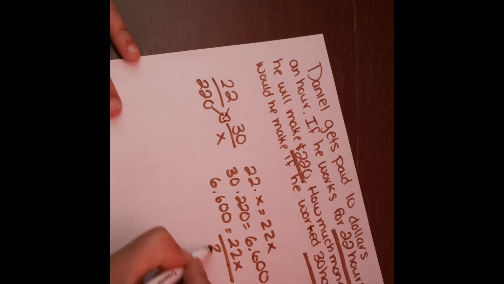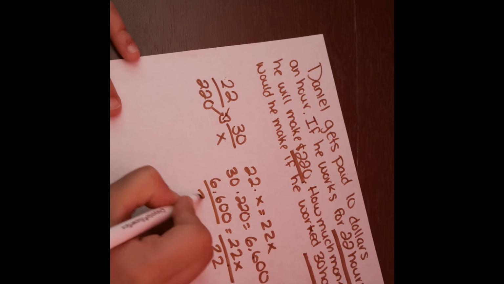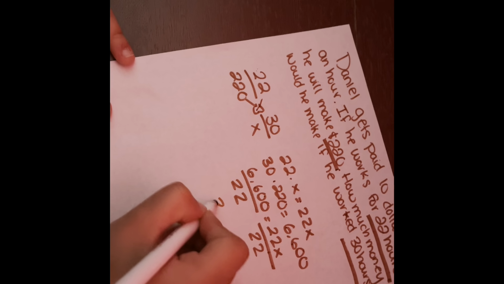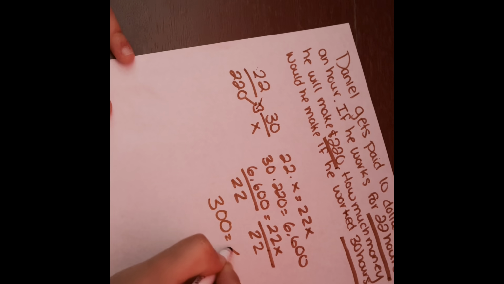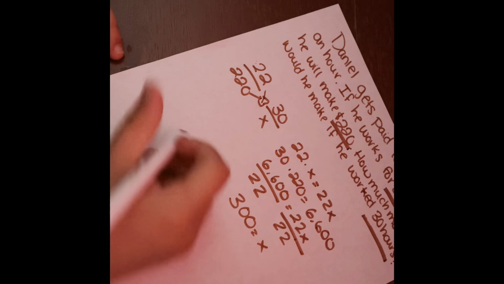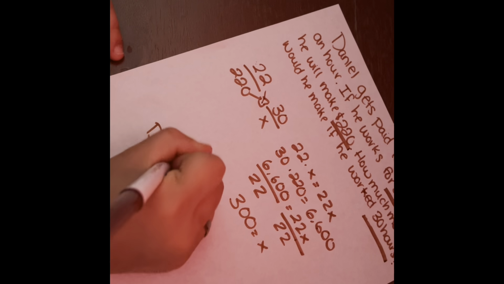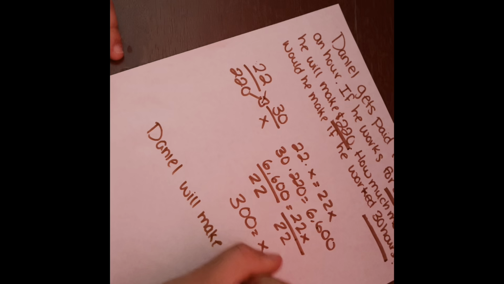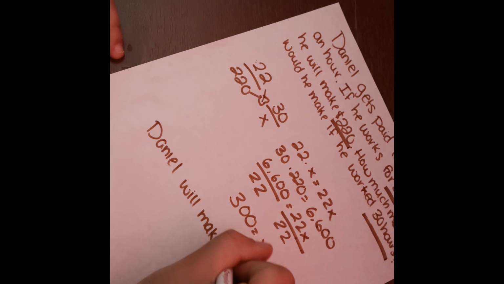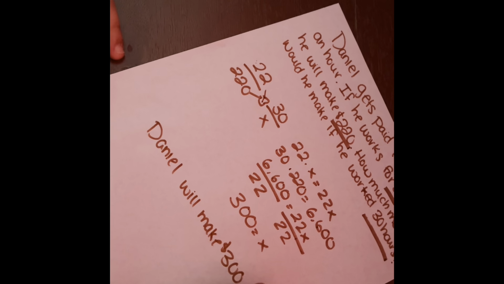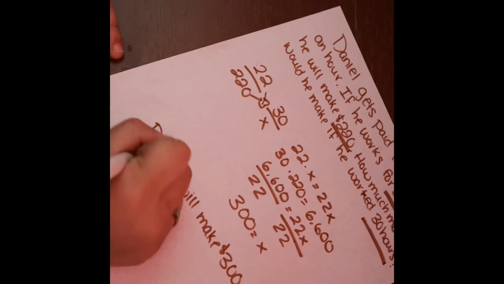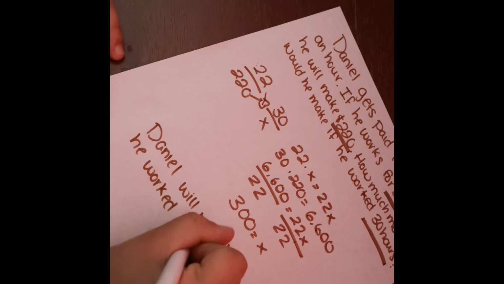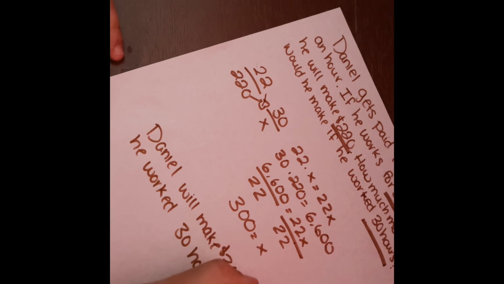So we have to isolate this variable. We divide by 22 and 22, and we get 300 is equal to x, which means Daniel will make $300 if he worked 30 hours.